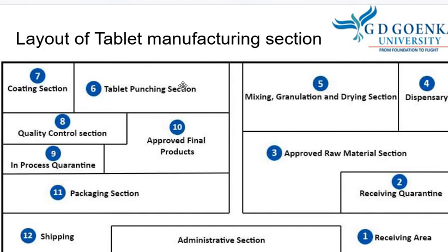There is a punching section. Thereafter, if required, film coating is done. There is a coating section. Then there is a quality control section. Now here, the samples can be sent from either this mixing, blend samples, granulation.